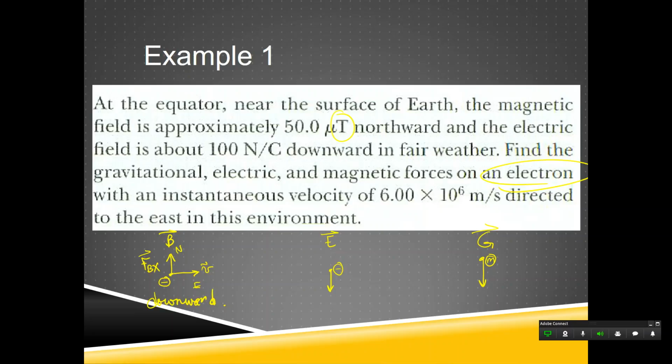What does an electron do in an electric field? Does it go in the same direction or the opposite direction? Opposite direction. So in this case, my electron is going to be feeling an electrostatic force going upwards. And gravitational field, that one's always easy, right? Is anything going to float away from the planet? No, any object that has a mass is going to go down.